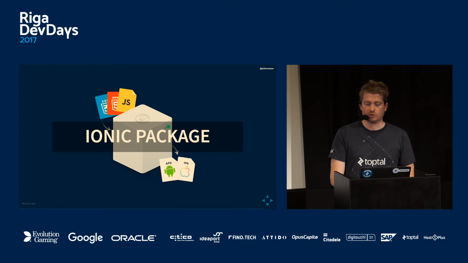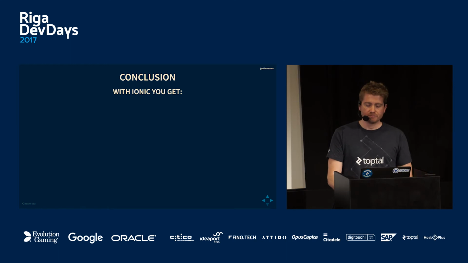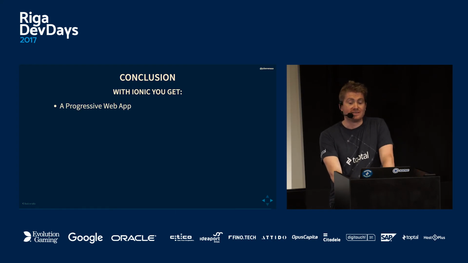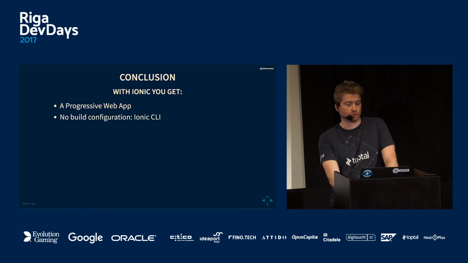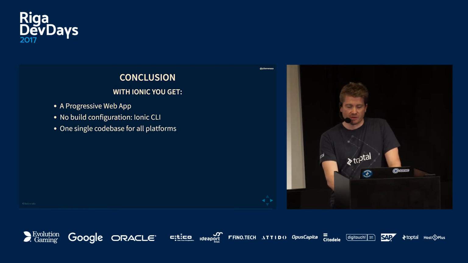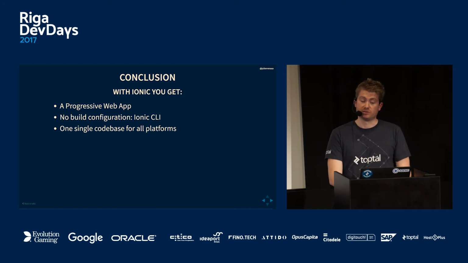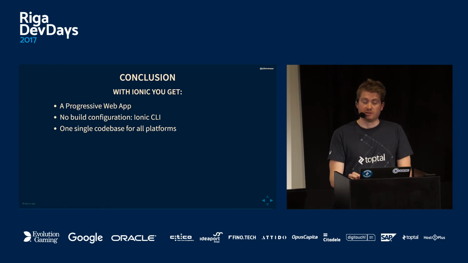All right, so let's conclude this talk. Here are the things you should take home with you. With Ionic, you get a progressive web app by default. With the Ionic CLI, there is no complex Webpack or gulp configuration. It's already done for you. There is only one code base, necessary to build on every platform. Your components use the device-specific UI standards, so on every platform, users have the look and feel they are expecting.